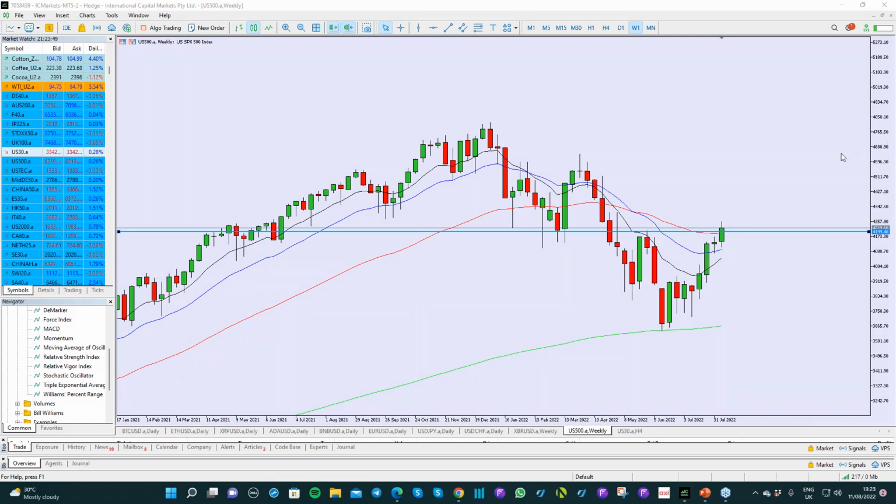So that's another thing that we can look out for, especially if this week's candle closes above the previous weekly swing high. We'll have to wait until tomorrow, but if it closes above, that will be a strong sign that the bulls are still in charge of the market.